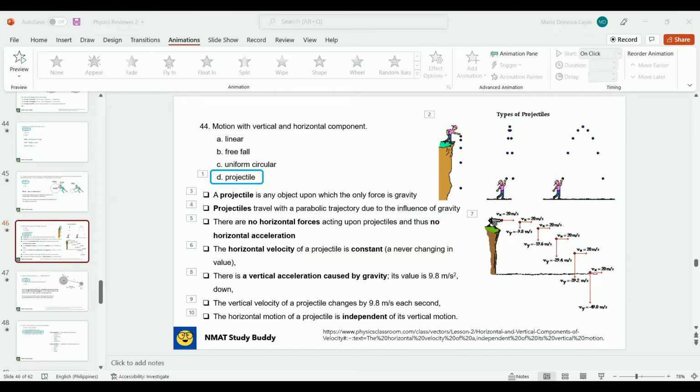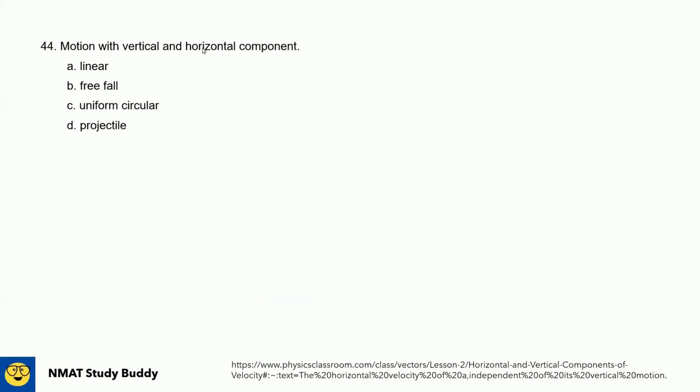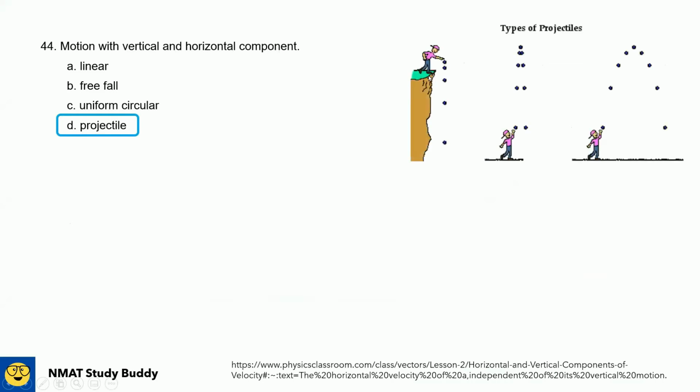Number 44, motion with vertical and horizontal component. So, yung type ng motion na yon is letter D, projectile. So, ito yung iba't ibang types ng projectiles. So, ito free fall siya. Special case siya ng projectile motion wherein zero yung initial velocity. Yan. And then, meron din tayong projectile wherein meron trajectory.